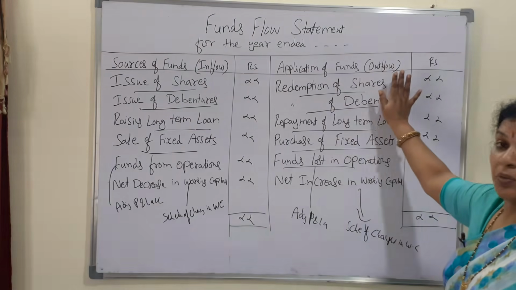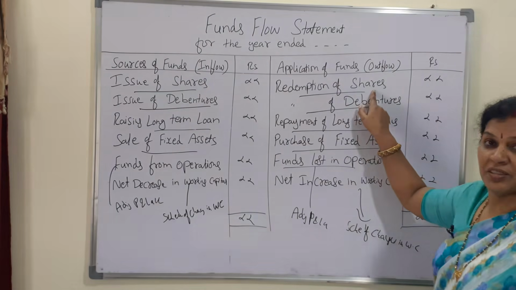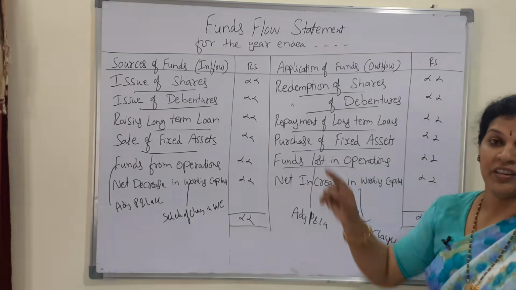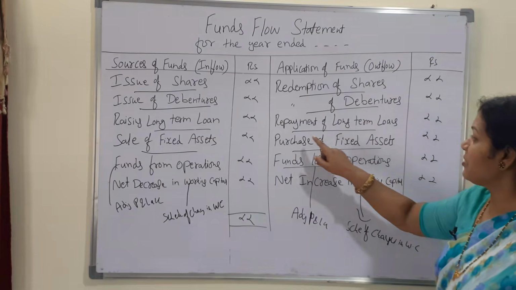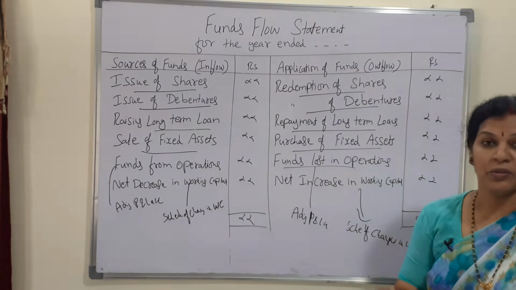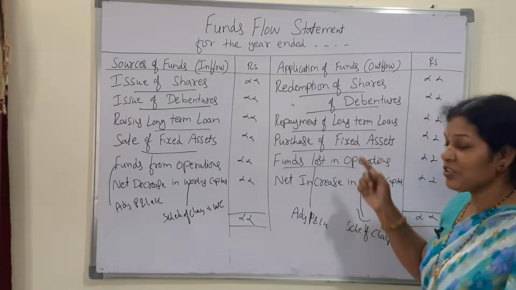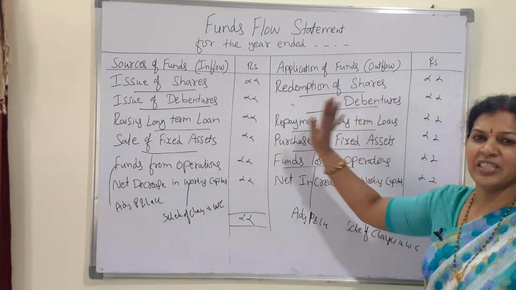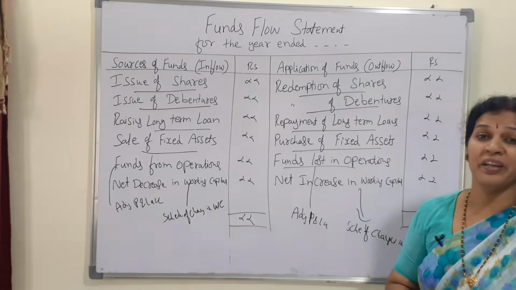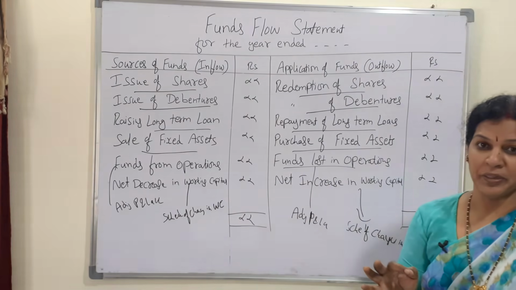And on the application side, what do we have? Redemption of shares, meaning we are paying back. Redemption of shares, redemption of debentures, then repayment of long-term loans. Whenever we are paying it back, funds are going out. Then purchase of fixed assets. That's all. These are the general transactions which you find in the funds flow statement.